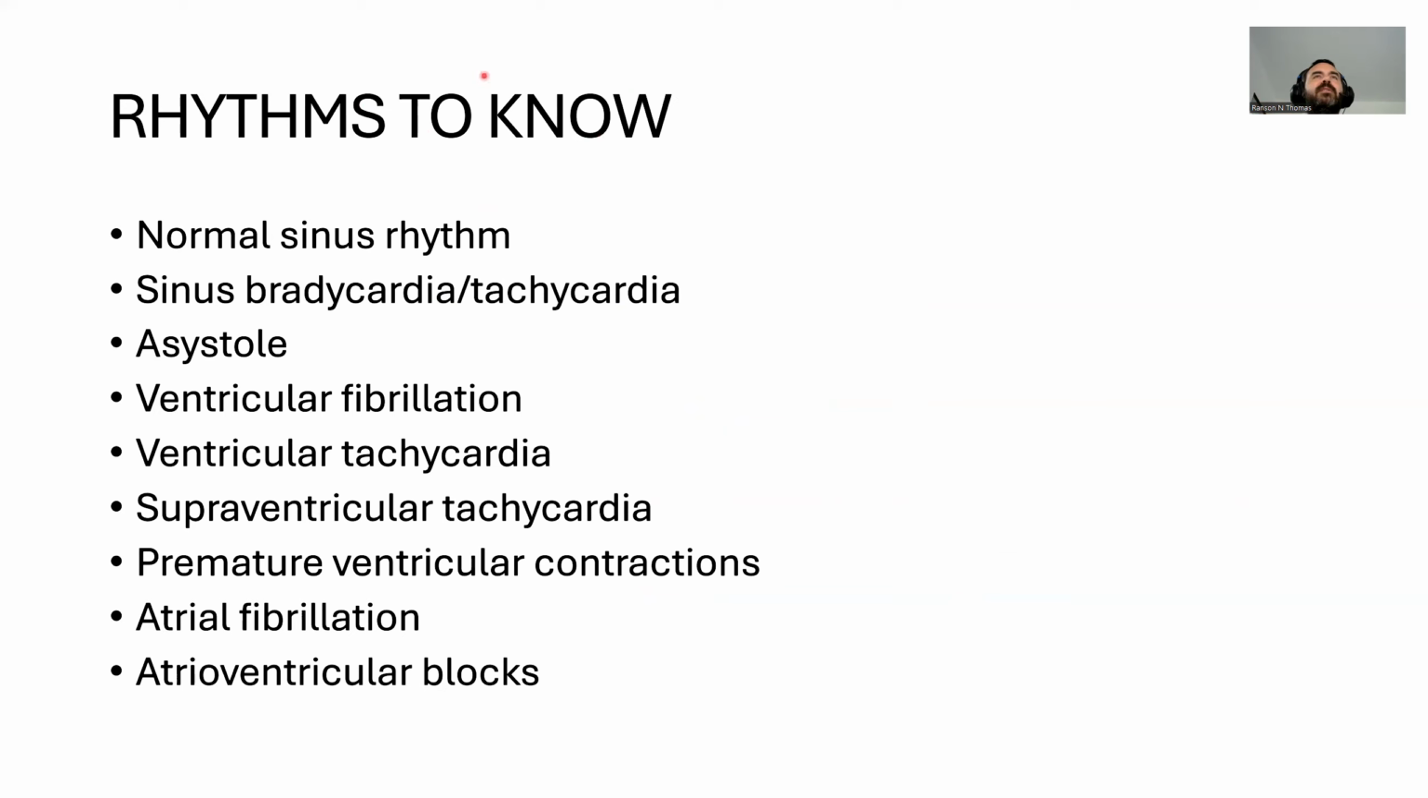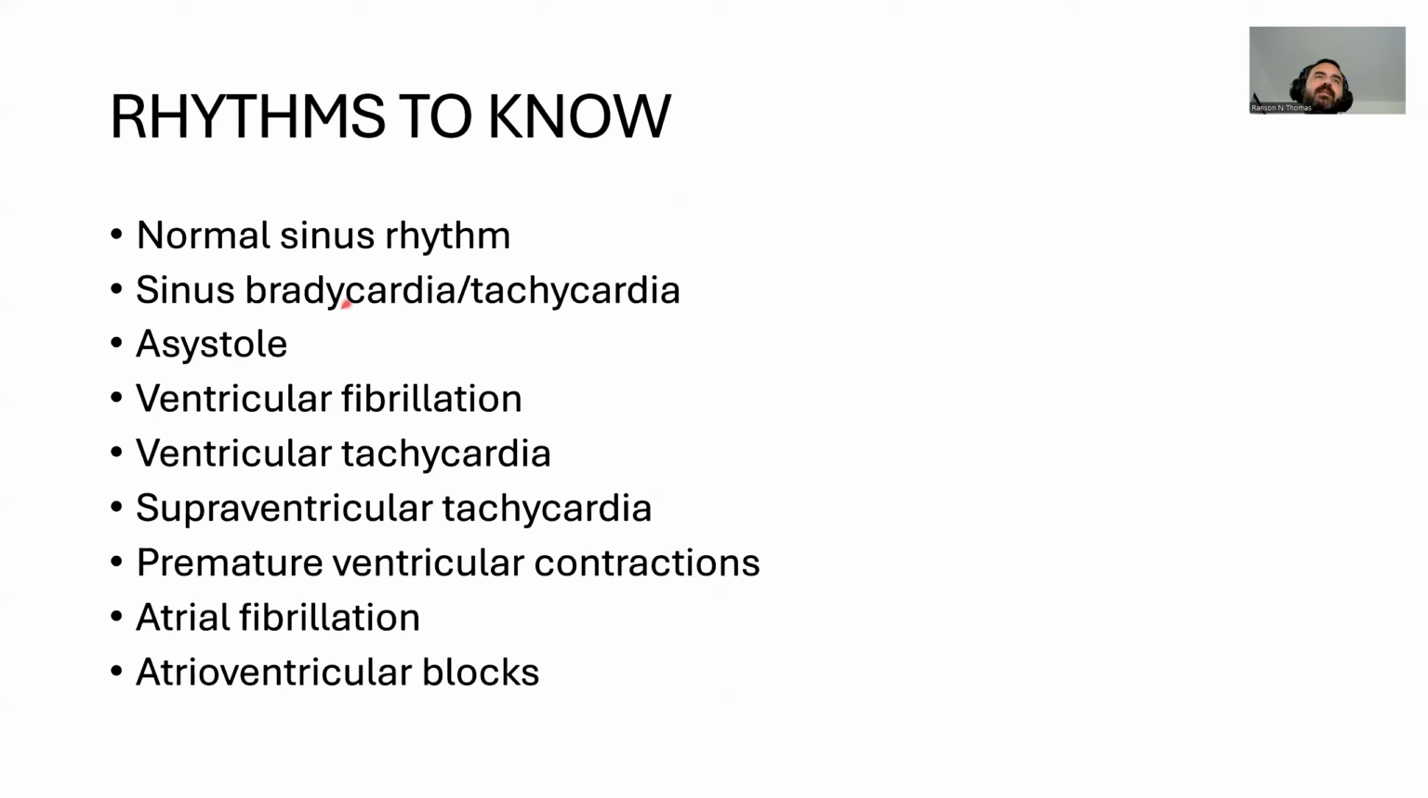So to sum up, I'm going to give you a little preview of the next couple of videos we're going to do, and they should be in a channel after this one. The rhythms you're going to need to know that we're going to go over: normal sinus rhythm, sinus bradycardia and tachycardia, asystole, ventricular fibrillation, ventricular tachycardia, supraventricular tachycardia, premature ventricular contractions, atrial fibrillation, atrioventricular blocks. So those are all the rhythms we're going to go through in this course. Those are the ones you're going to be expected to know for the exam, the ones you're responsible for understanding.